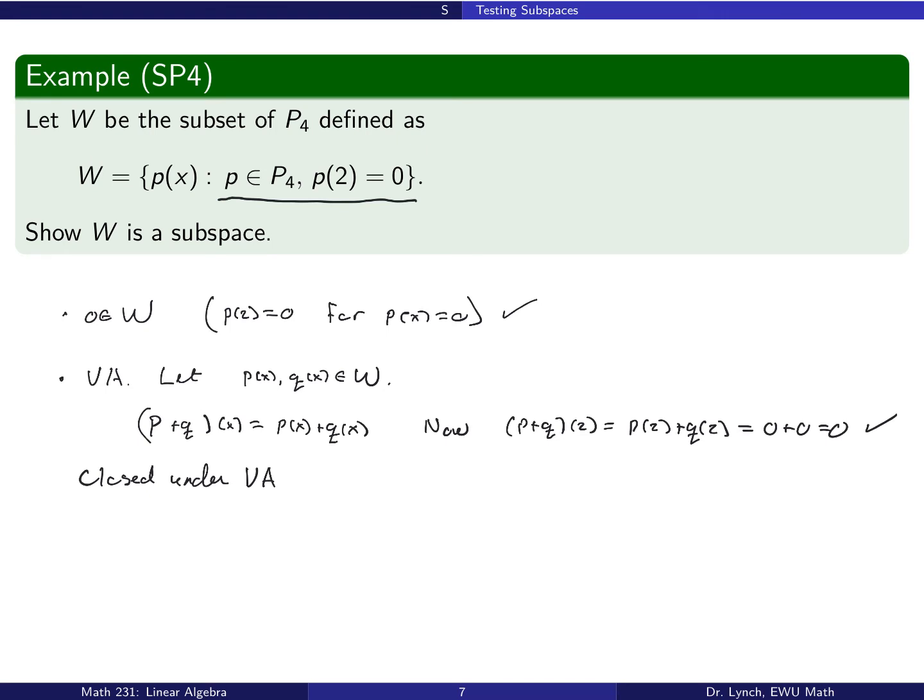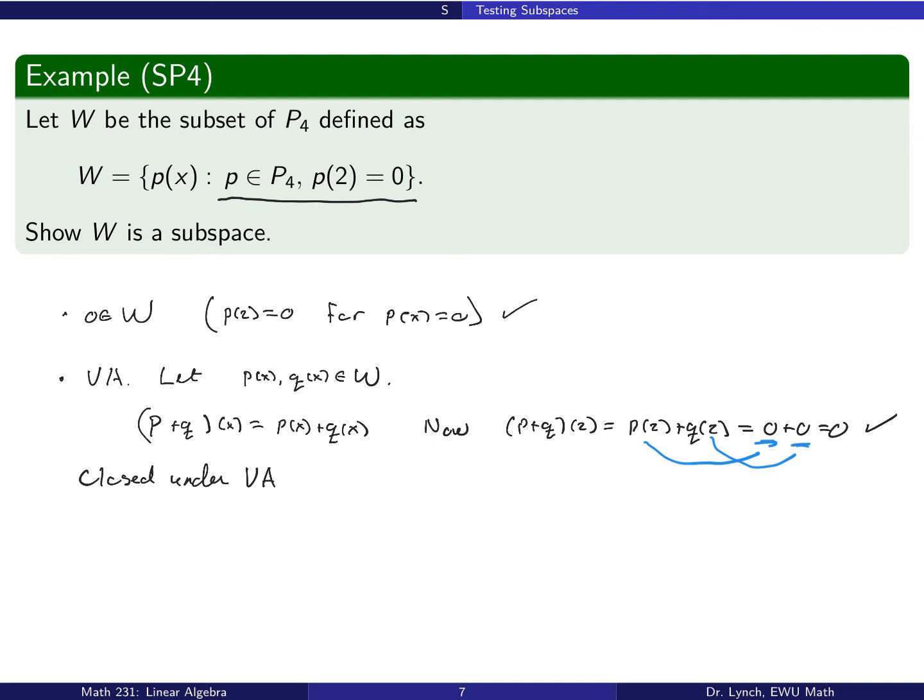And with vector addition as function addition in P4, we see that P plus Q of X is just P of X plus Q of X, and therefore P plus Q of 2 is just P of 2 plus Q of 2, which of course, since P is an element of W, is 0, and since Q is an element of W, is also 0. Okay, so we see therefore that P plus Q at 2 is 0. It follows the rule for membership in W, so W is closed under vector addition.